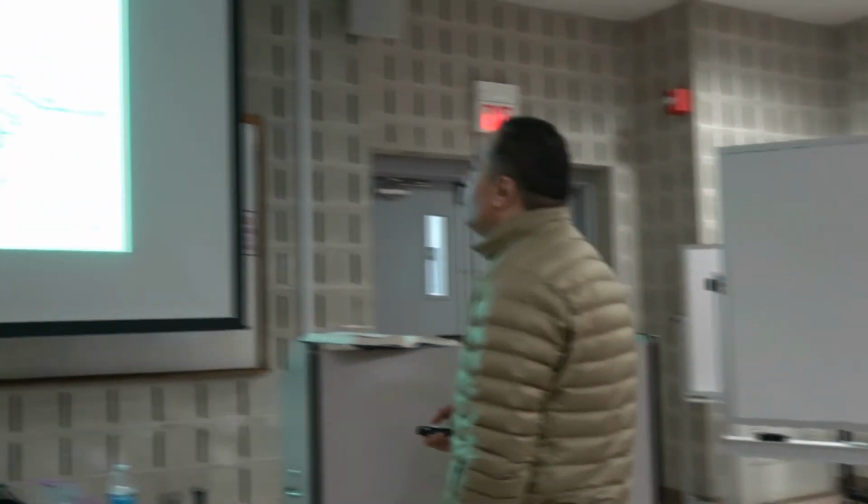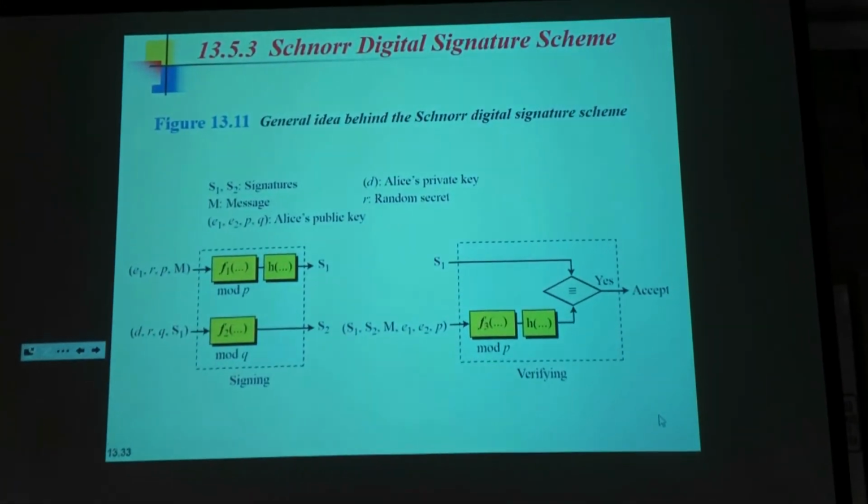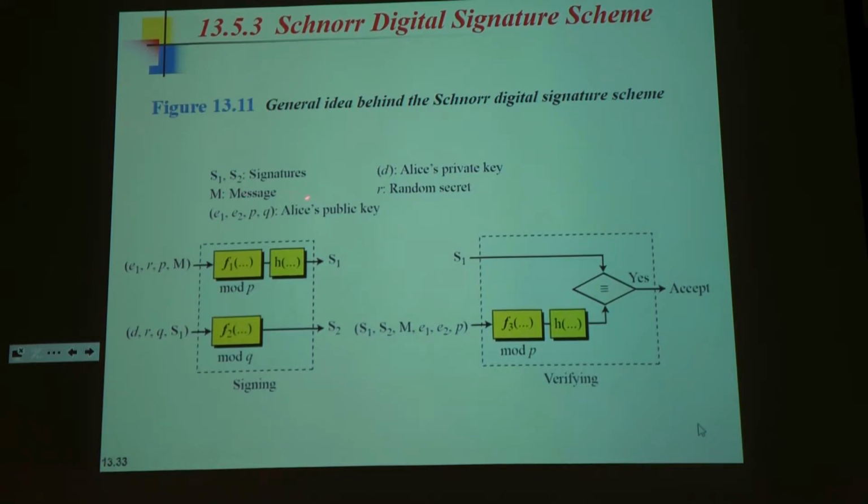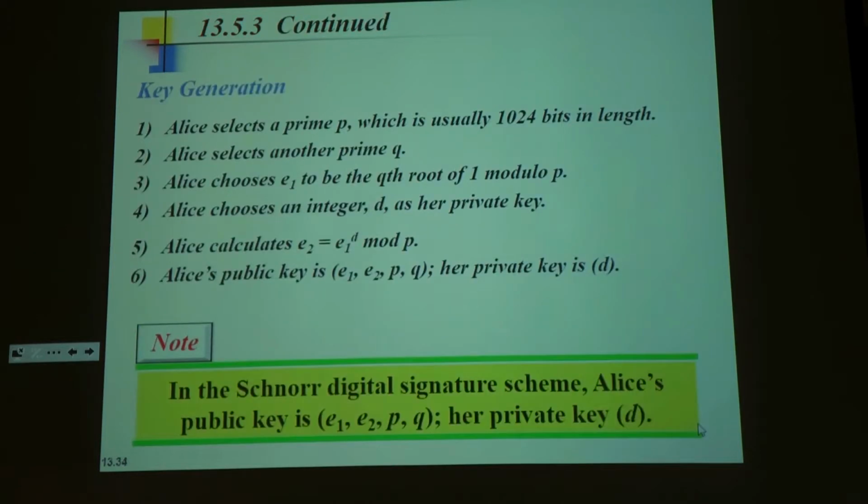There is something called the Schnorr digital signature scheme. The general idea behind the Schnorr digital signature scheme: again, you have S1, S2 signature and message. You have the public key, you have the private key, and you have the random number. So you create S1, S2, and what you are sending is S1, S2, and the message. For the functions defined by Schnorr, you calculate the function, then the hash function, and then you compare it to S1. If they are equal, you accept it. If they are not equal, then you deny it.